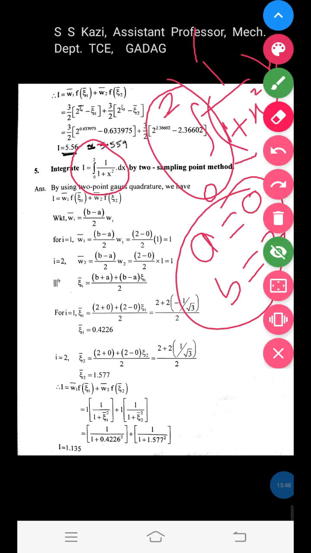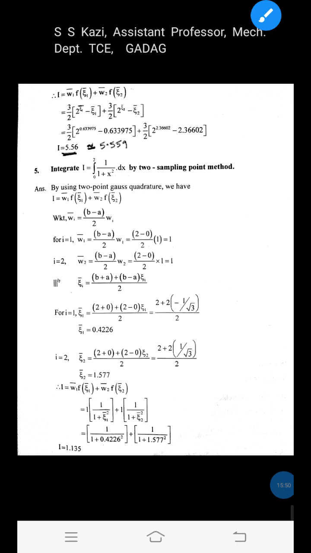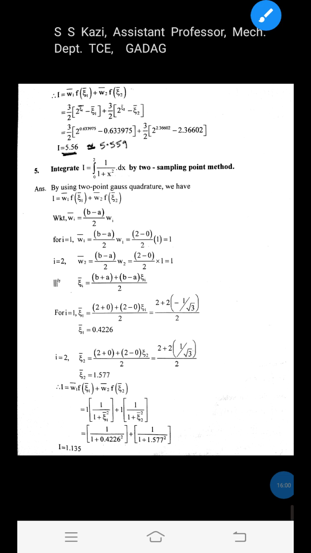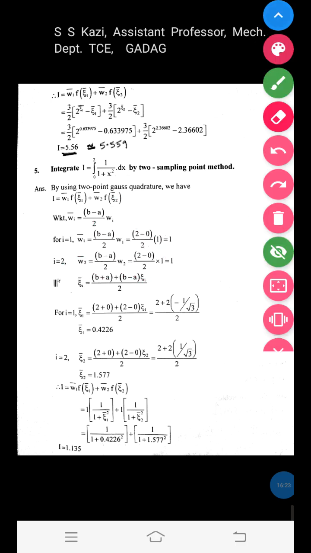Here we are using 2 weights and 2 points. It is given by the formula we have just discussed: w1 bar f of zeta 1 bar plus w2 bar f of zeta 2 bar. w1 bar and w2 bar you calculate using the 2-point method. w1 bar is equal to (b minus a) by 2 into w1. Just substitute b and a, where b is 2 and a is 0, and w1 is equal to 1 for 2-point, and we got 1. w2 bar is given by the same formula; in this formula you substitute b and a and w2 as 1, and we will get w2 bar also 1.